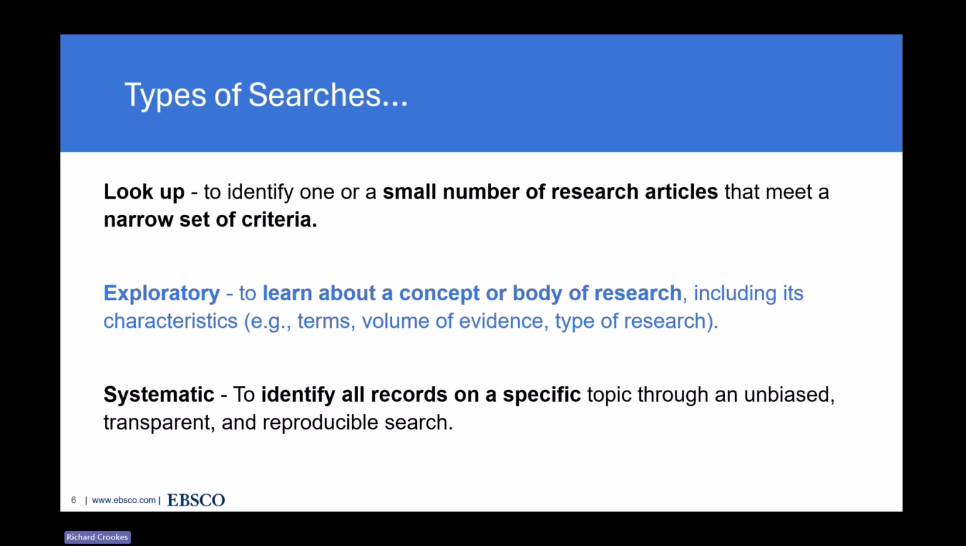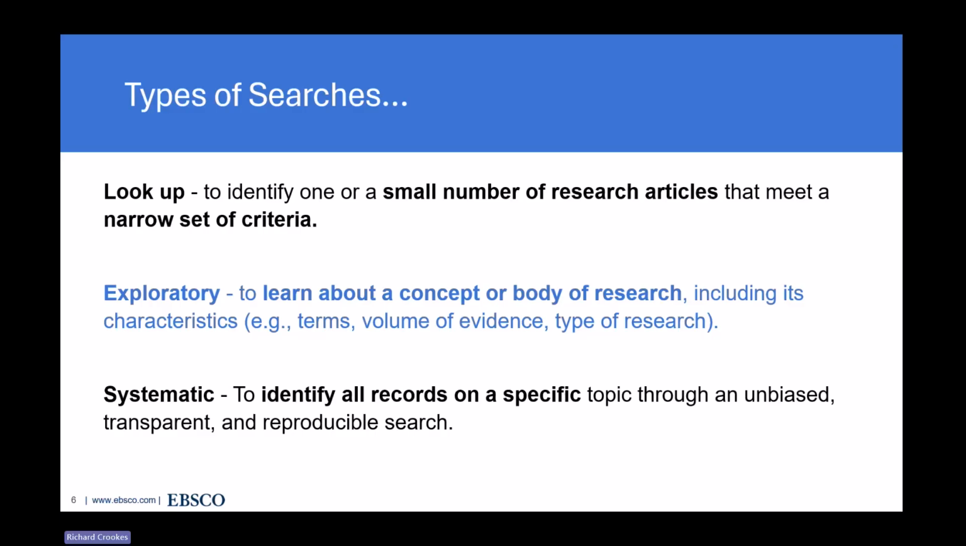And then, of course, along with that, we need to determine the type of search we are going to conduct. So again, that might have some bearing on these steps too. So is it a simple lookup to identify one or a small number of research articles that meet a narrow set of criteria? Again, the search might still be quite detailed, quite advanced, but you're not expecting to find everything that's out there necessarily. It could be exploratory. So you want to learn about a concept or body of research, including its characteristics, the terms, the volumes of evidence, the type of research, etc. So it could be a general scoping search, etc.